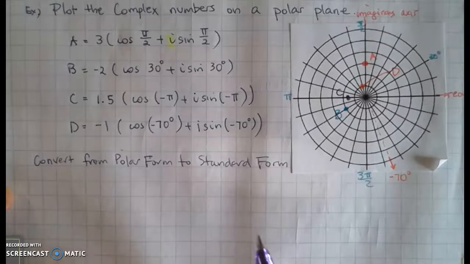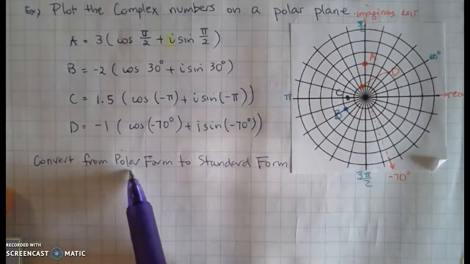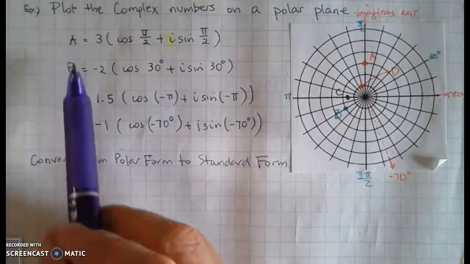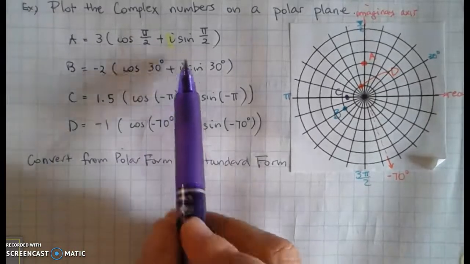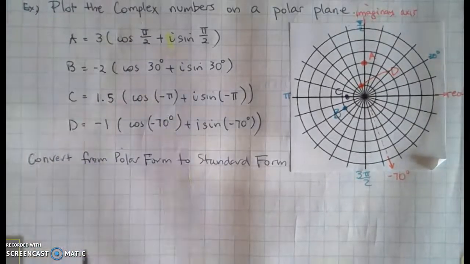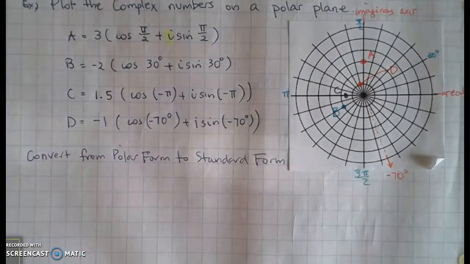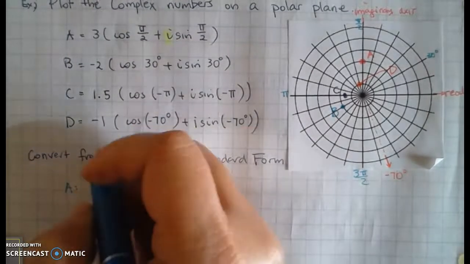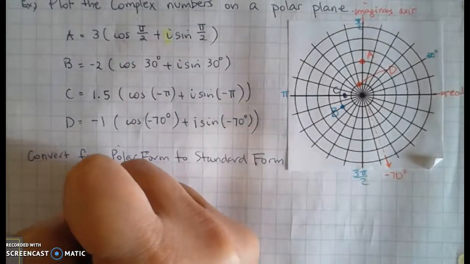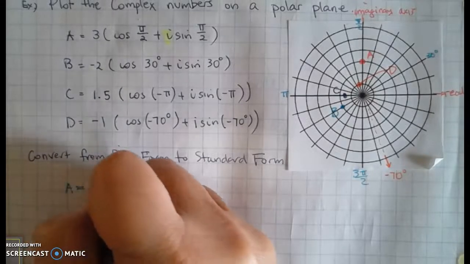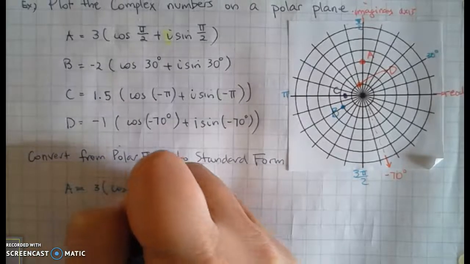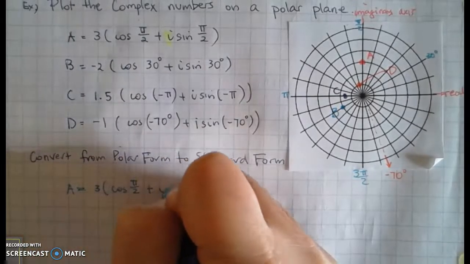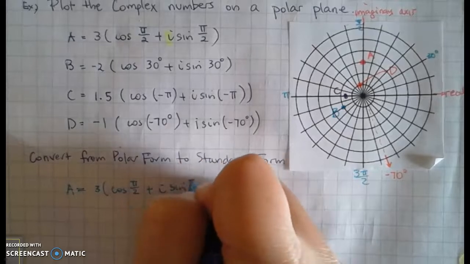Now we're going to try converting from polar form to standard form. We have 4 points in polar form. Can we convert those to standard form? Well, let's just start with one of them. A, we are dealing with 3 multiplied by cosine of pi over 2 plus I of sine of pi over 2.